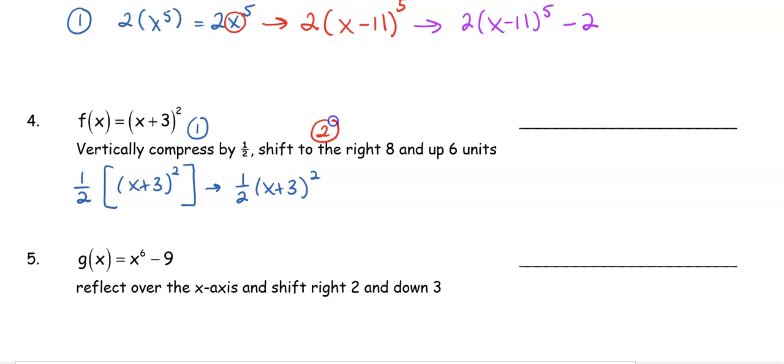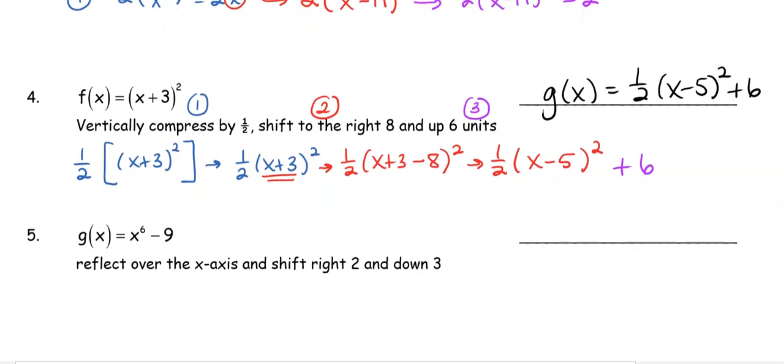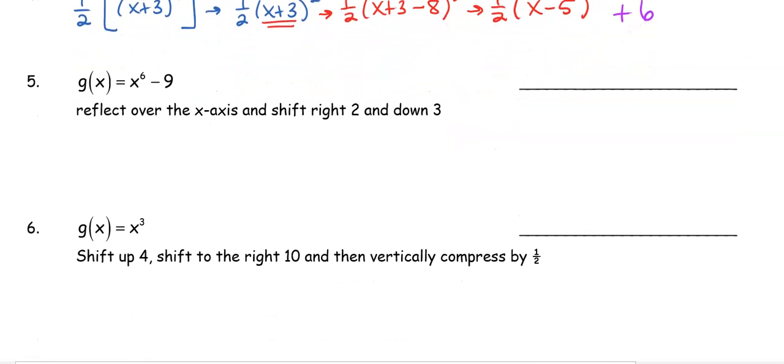Easy peasy. Then we're going to go right 8. That happens inside of those parentheses, which is where we already have something going on. That's okay. We're just going to move it more. So I'm already at x plus 3. If I'm going right 8, remember that means minus. Opposite of what we think. So this is going to put us at 1/2 x minus 5 quantity squared. And then last, we are going up 6. Just add that 6 on the end, giving us our final location at 1/2 x minus 5 quantity squared plus 6. We got 2 more to go and then we are done.